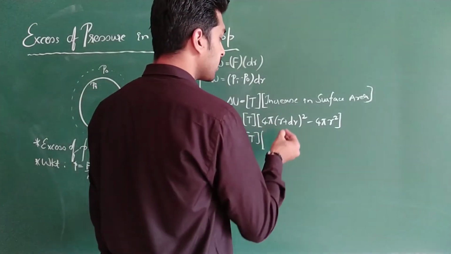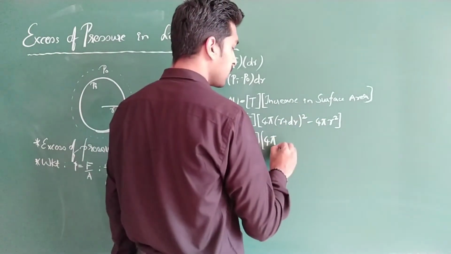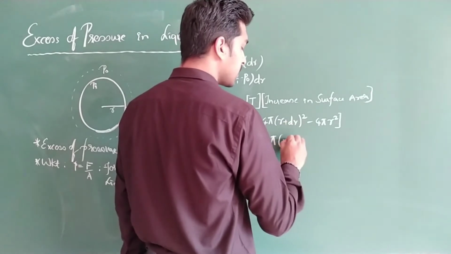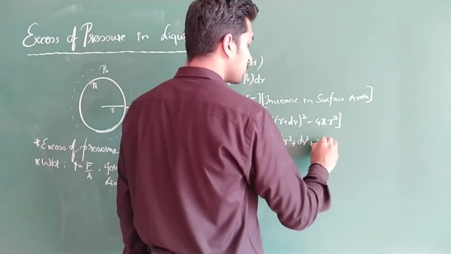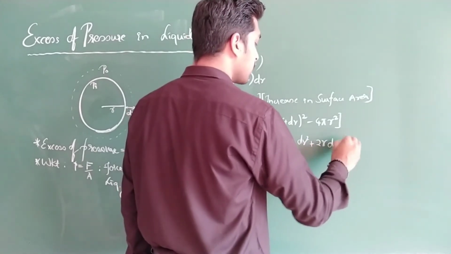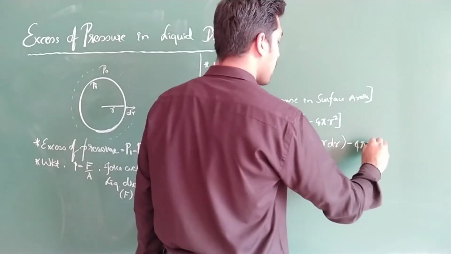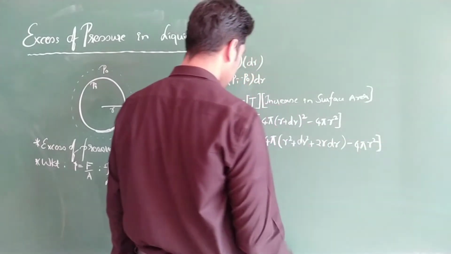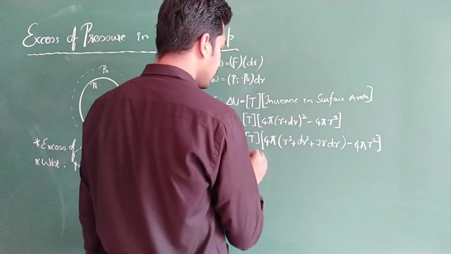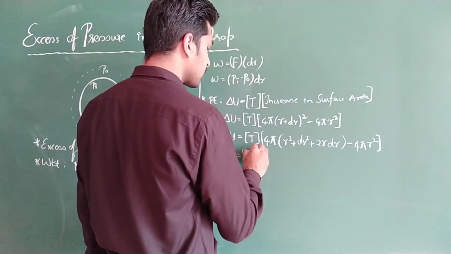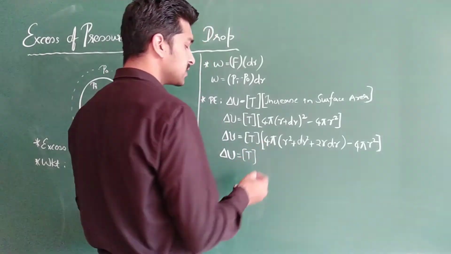Okay, here what is remaining? You can cross check this (a + b) whole square. You can expand this: 4 pi into bracket a square, that is nothing but r square, plus b square, that is nothing but dr square, plus 2r dr, minus this value 4 pi r square. So now delta u is equal to T as it is. Here the surface tension value, what we are going to write here, T as it is.